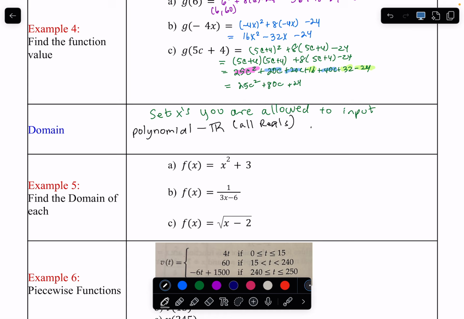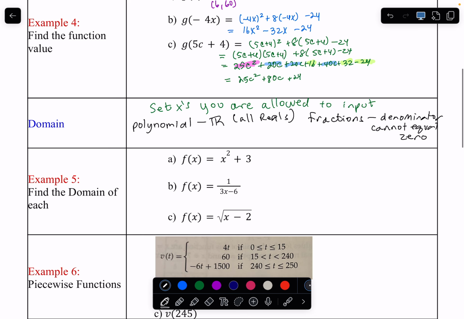But fractions, your input cannot make the denominator equal 0. Fractions, the denominator is not allowed to equal 0. So you have to look at the denominator and say, well, where can that equal 0? Those values are not legitimate inputs. It's going to mess up my oven. It's going to mess up my fraction.